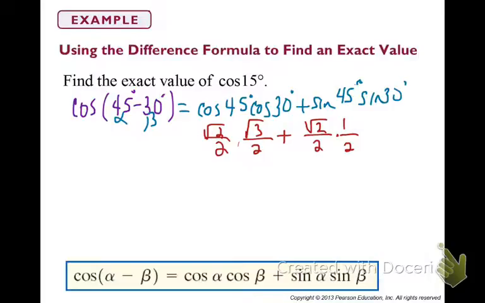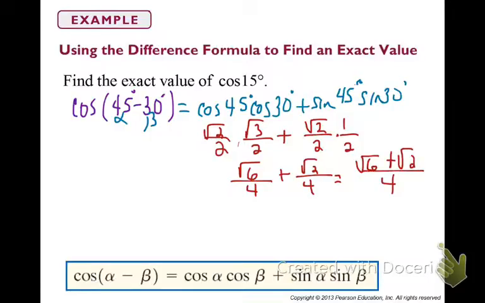So let's clean this up. Square root of 2 times square root of 3 would be square root of 6, again over 4. Plus square root of 2 times 1 is square root of 2, again over 4. And if you have a common denominator, you can go ahead and bring them together. So square root of 6 plus square root of 2 over your 4, and you can just leave it. That'll be your answer.